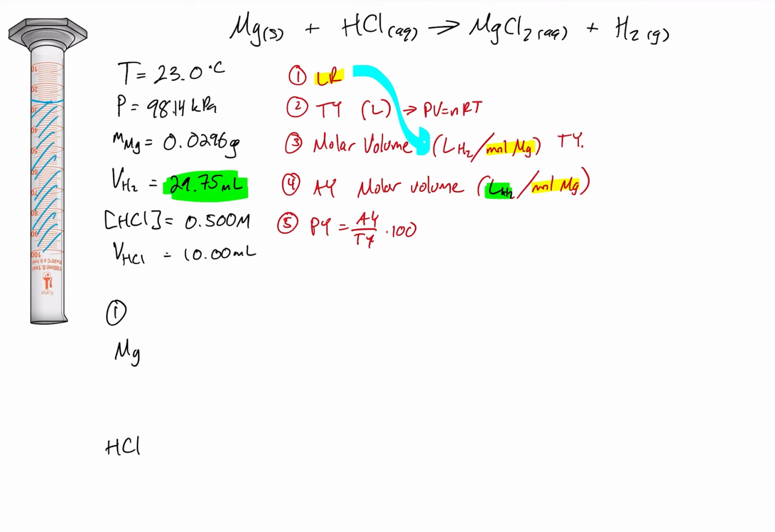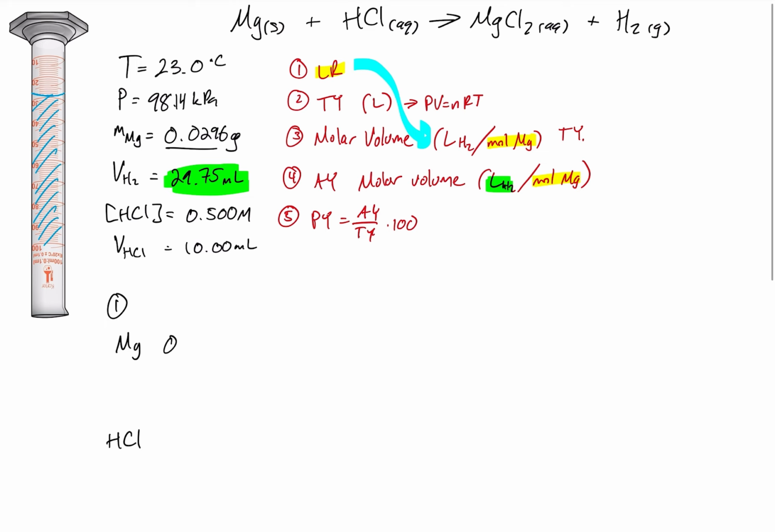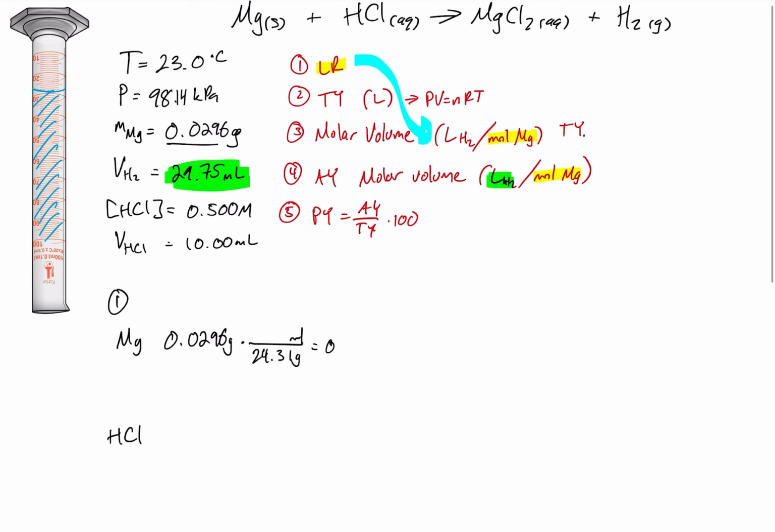So Mg, we had 0.0296 grams of this. And we're going to need to convert this into moles. So we need the molar mass of magnesium, 24.31 grams per mole. And if we do this calculation, we will get 0.001217606 mole of Mg. Okay.